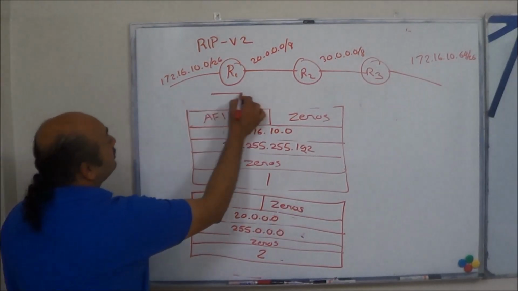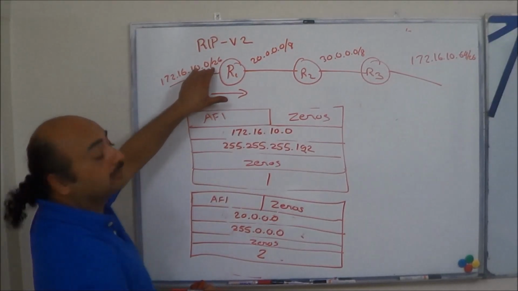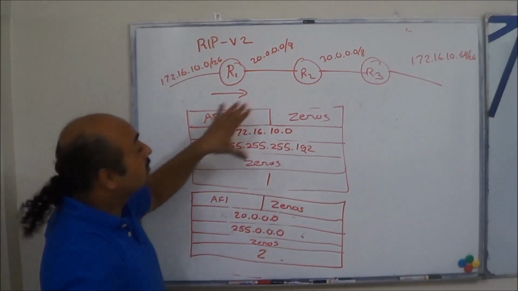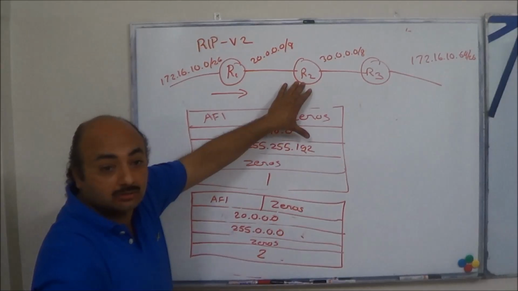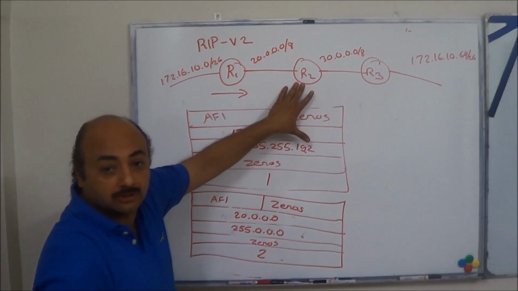So what will this send in this case? This will send 172.16.10.0/26 along with the subnet mask. So this R2 will know that it is what? Subnet number, first subnet, 10.0 subnet. Right?